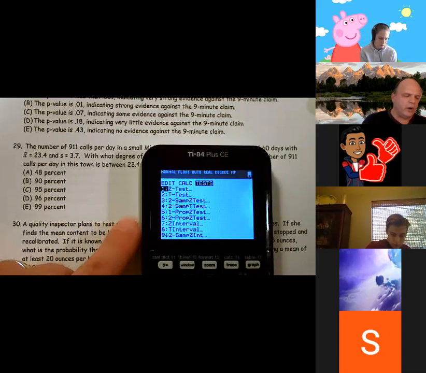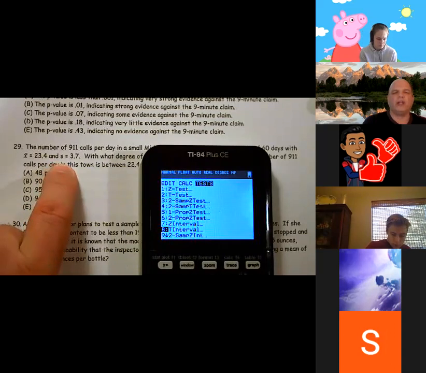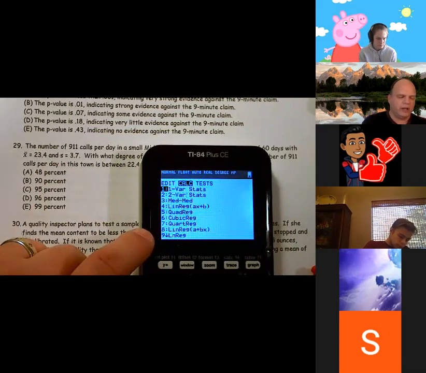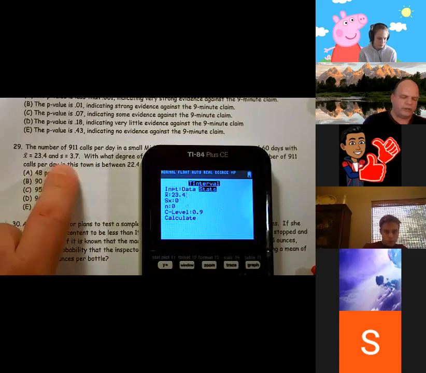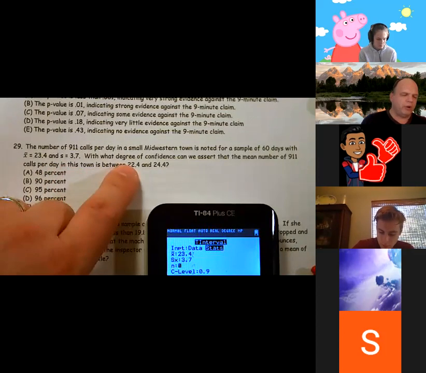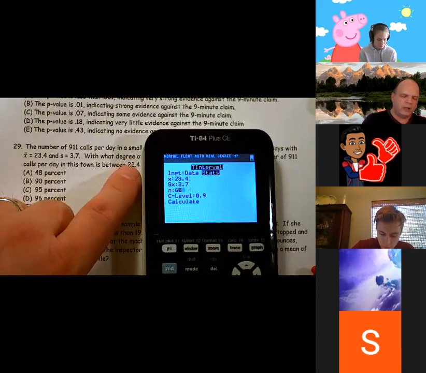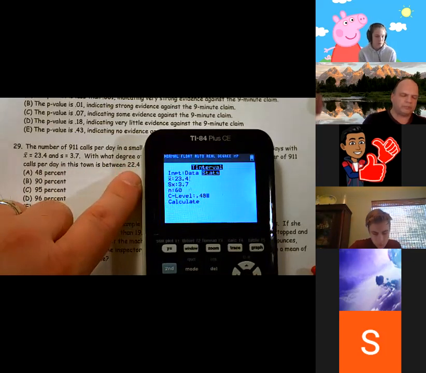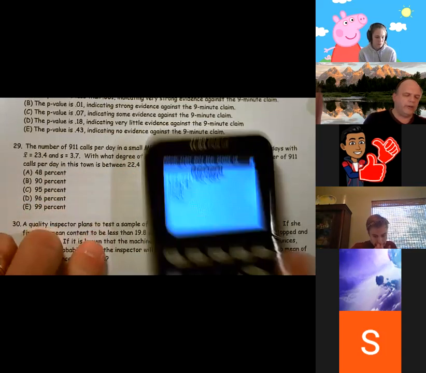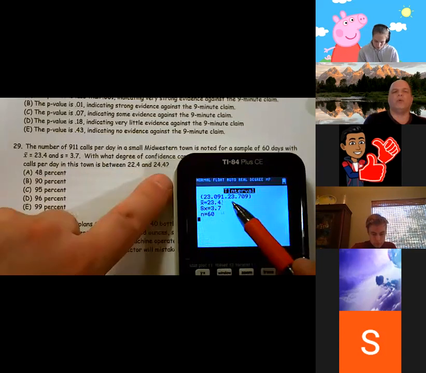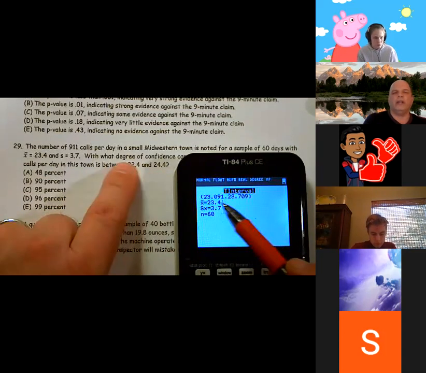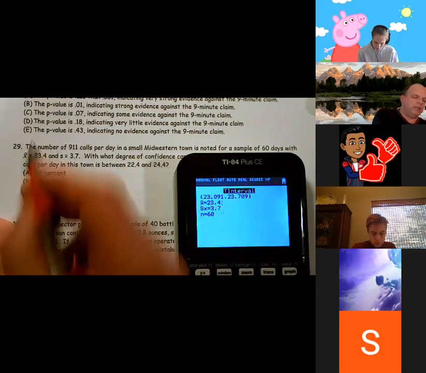Stat, test, and I know it's a t interval because it's a standard deviation of the sample. So that means I have to work with a t. Stat, test, t interval, which is number 8. My mean is 23.4. Standard deviation of the sample is 3.7. In a sample of 60. So let's try the confidence level of 0.48. When I do a confidence level of 0.48, is 22.4 and 24.4 in that interval? And the answer, no, they do not fall in that interval. They fall outside, so it can't be done that.